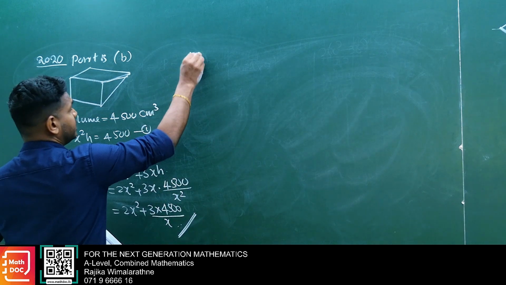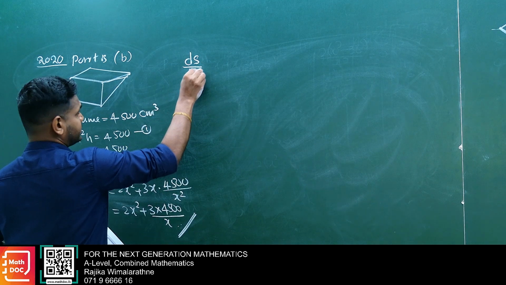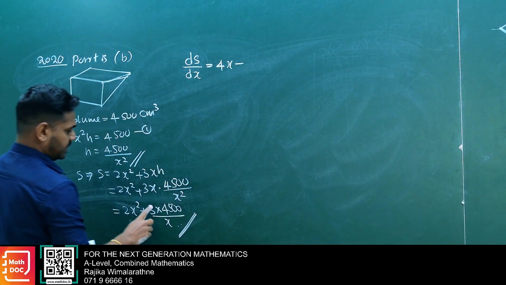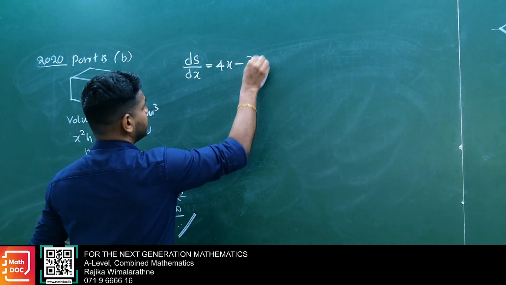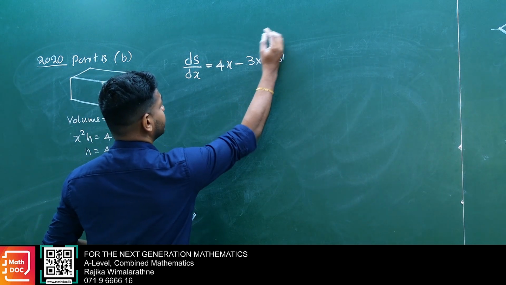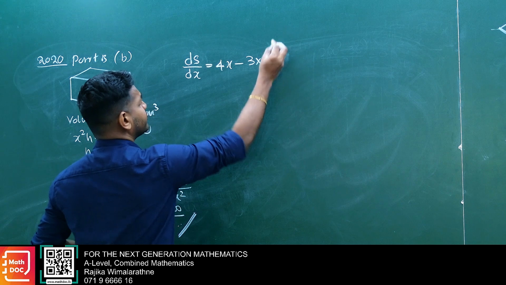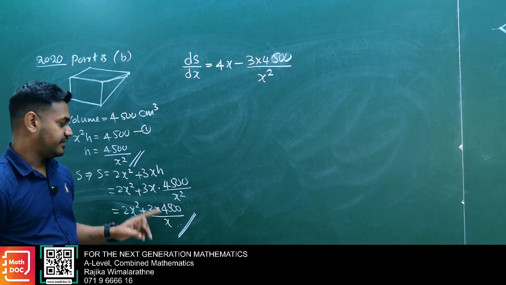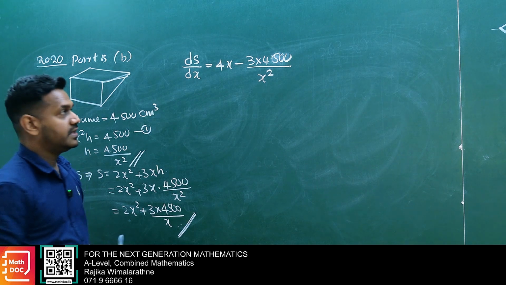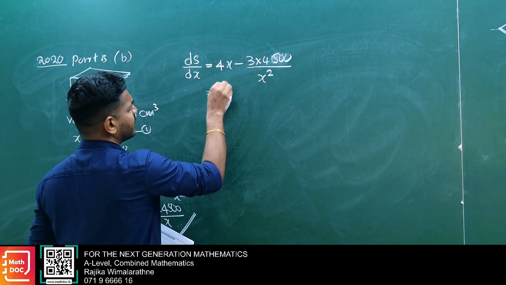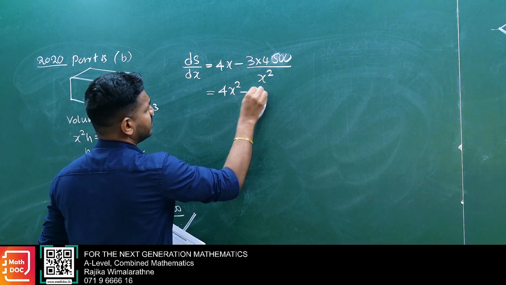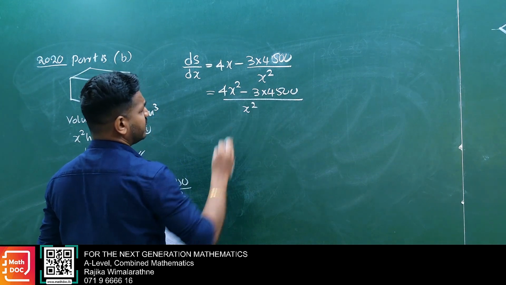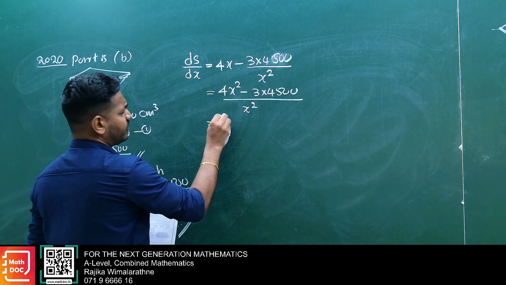Now differentiate with respect to x. Here 2x squared has derivative 4x. Then 3 times 4500 divided by x, where the derivative of 1 over x is minus 1 over x squared. Then simplify a little: x squared, 3 times 4500, over x squared. Now you take 4 outside.